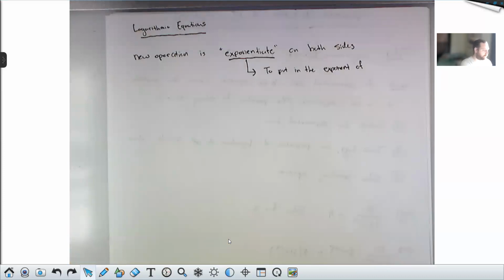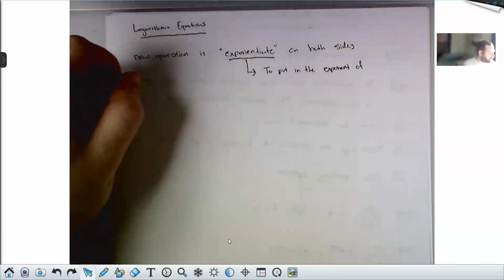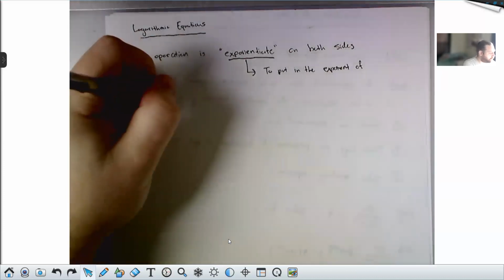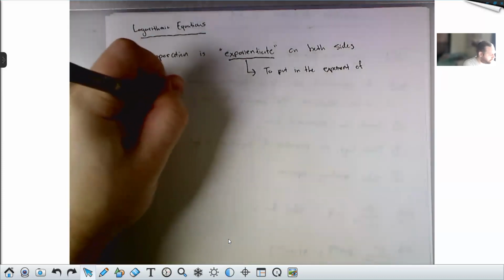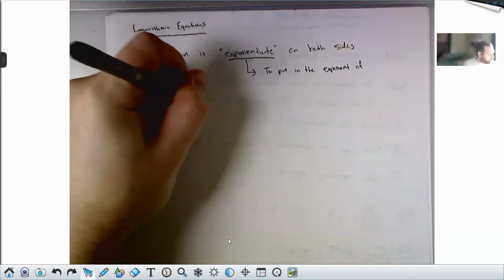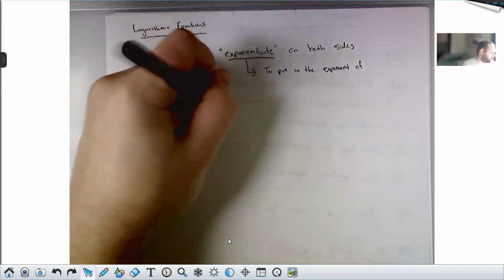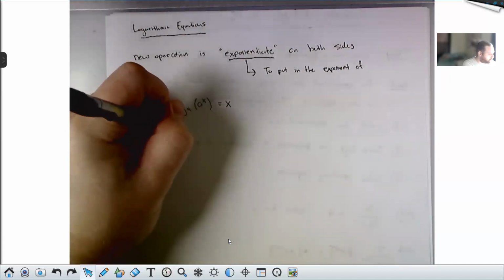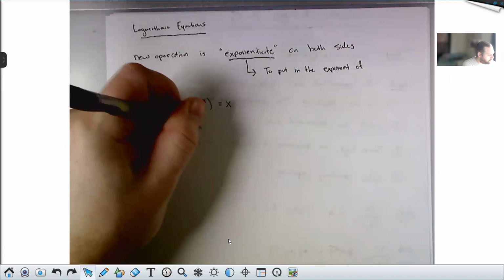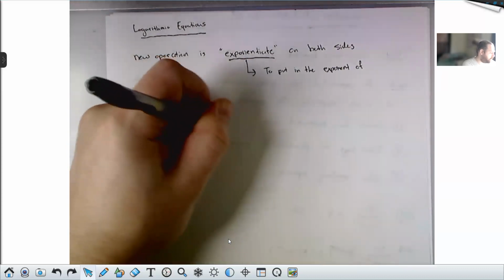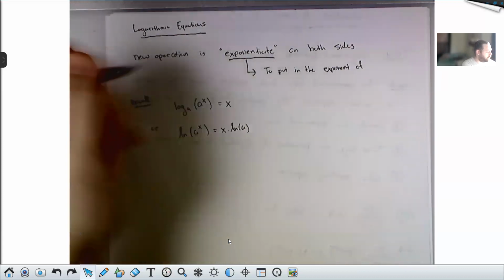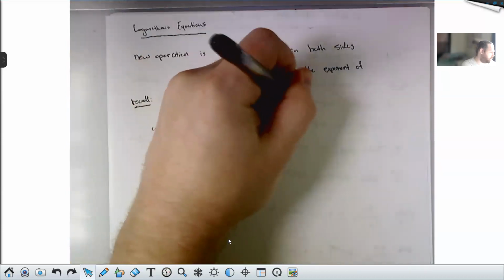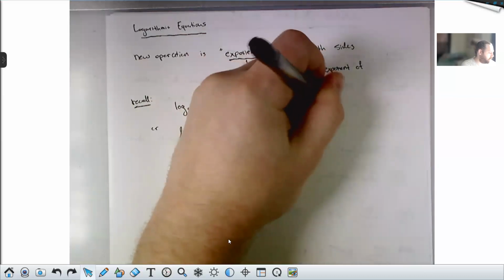What's going on here, remember, is the defining property of logarithms. We use the fact that the base a log of a to the x is always equal to x, or the fact that the ln of a to the x is equal to x times the ln of a. These are the tools we use to solve exponential equations.